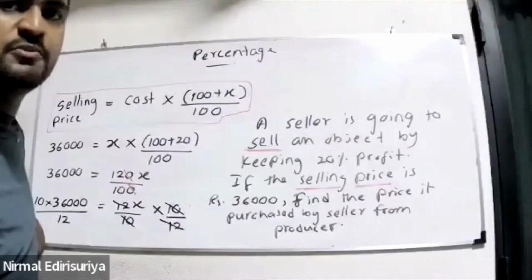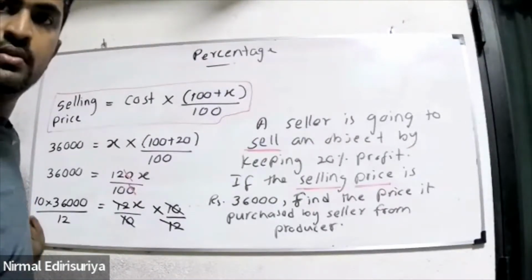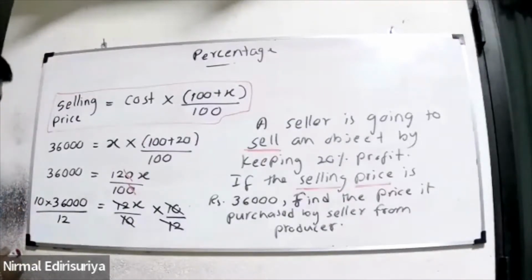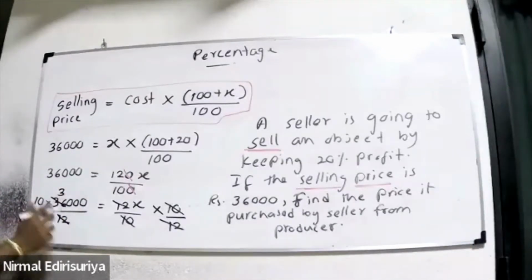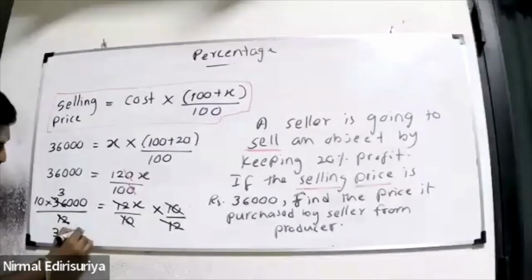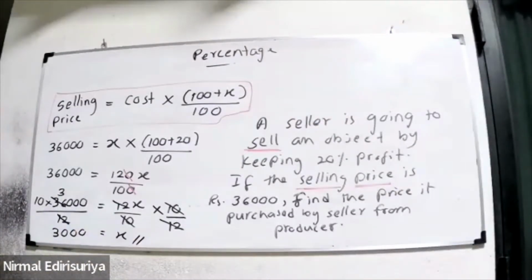Roshan, did you get this? Yes, sir. Okay. Then 12 into 36 you can cancel, it is 3. Then 3,000 into 10 is what? 30,000 is the price that the seller purchased it from the producer. Now the seller purchased that from the producer for how much? 30,000 rupees. Not 36,000, not 43,000.